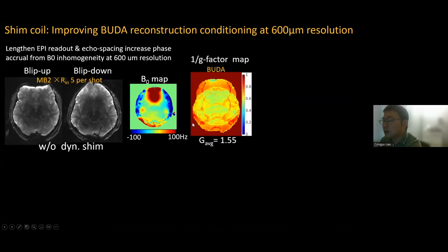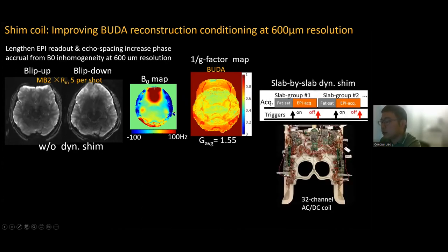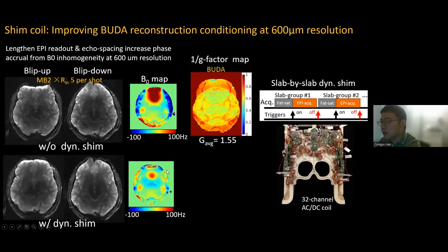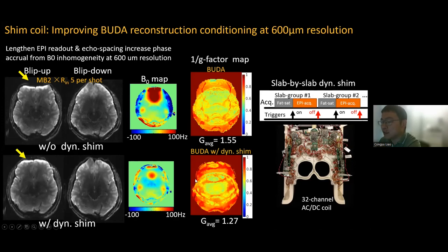So to mitigate this issue, dynamic B0 shimming with the 32-channel AC-DC coil was used to reduce the B0 inhomogeneity and enhance the level of the distortion differences between the blip up and down data. So with this dynamic shimming, B0 variation is reduced by more than 50%, which results in a 22% G factor improvement. This could improve the conditioning of BUDA reconstruction at 600 micron resolution.